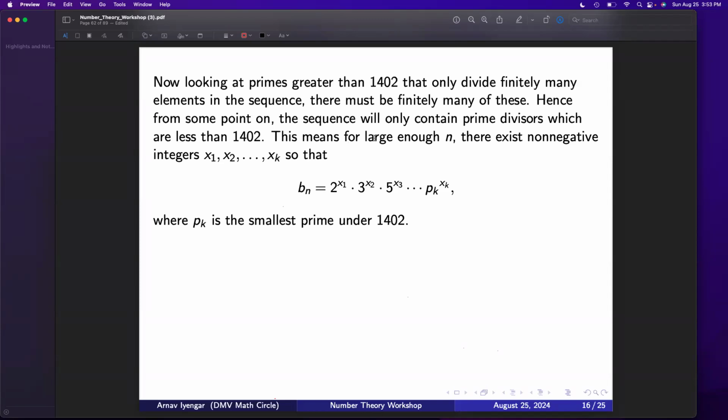That's because for large enough n, it's going to be -1, so they can't divide infinitely many elements. I meant the largest prime under 1402. So PK is the largest prime under 1402.